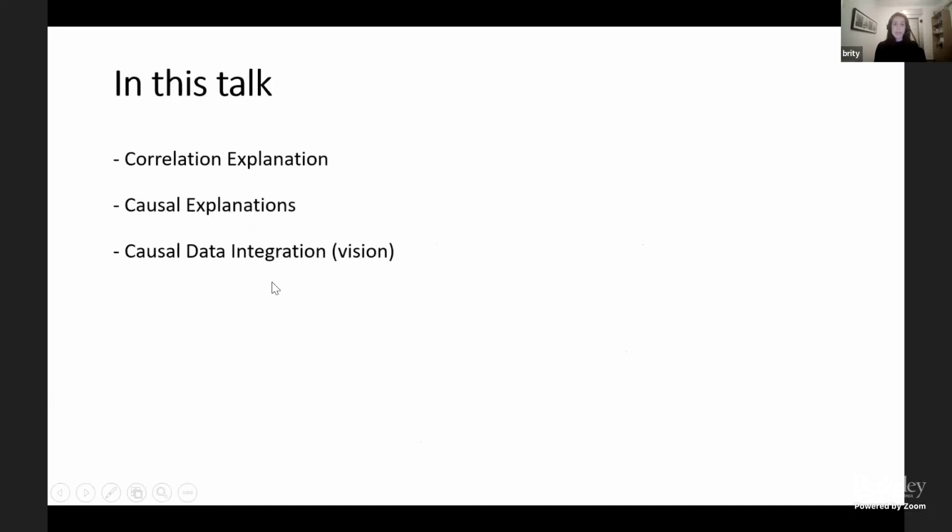Okay. So I'm going to start with some motivation. Why do we need those causal data integration? And the main theme is related to what we hear so far today is about explanation. We want to explain a query result. So I'm going to start with explanation of correlation, and then I'm going to talk briefly about causal explanation and why we really want causal explanation. And then I'm going to focus on the causal data integration motivated by the causal explanation, why we need this a new line of research.